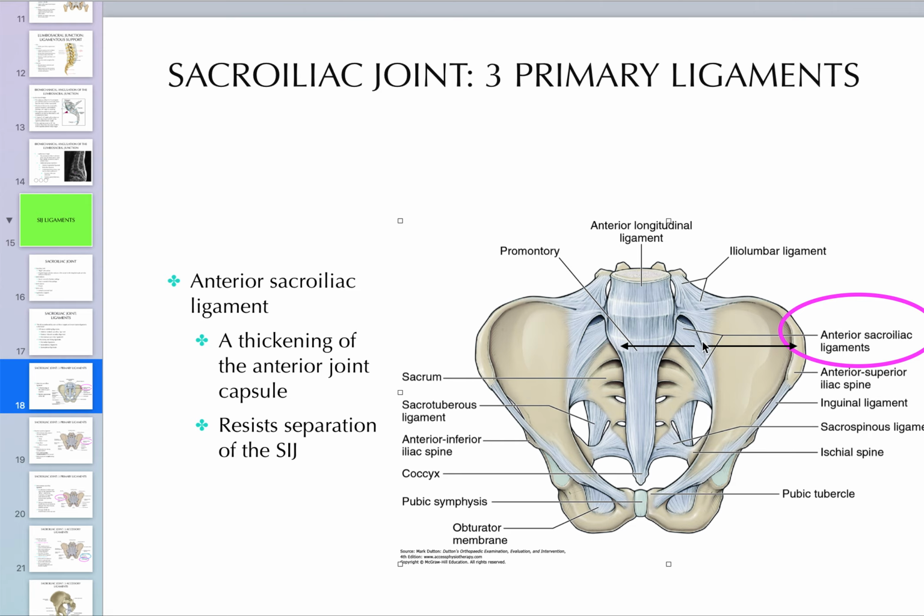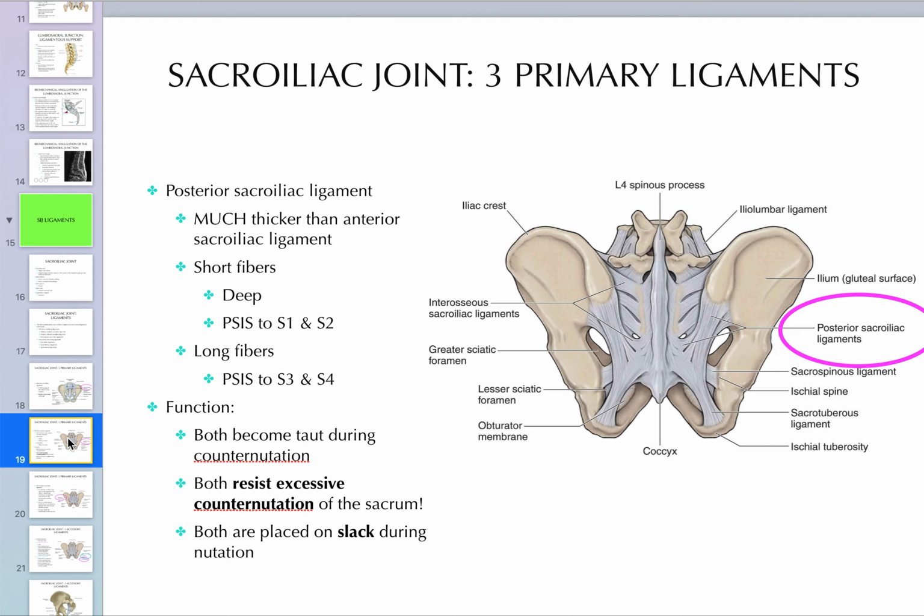Okay, so that's what this ligament exactly resists. Okay, so the posterior sacroiliac ligament is much thicker than the anterior sacroiliac ligament. There are short and long fibers of the posterior sacroiliac ligament. The short fibers are typically deeper. So this is the posterior sacroiliac ligament, and we have a more extensive network right here.